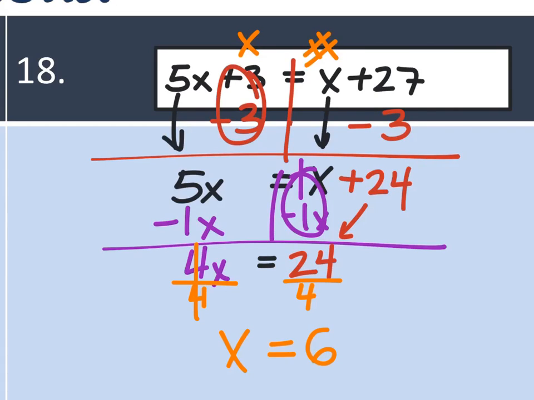And again, you can check. You can put it in the calculator if you'd like, though I don't know that it's necessary on this one. 6 times 5 is 30, plus 3 is 33. And then 6 plus 27 is 33. So that checks out, and I know for sure that x equals 6.